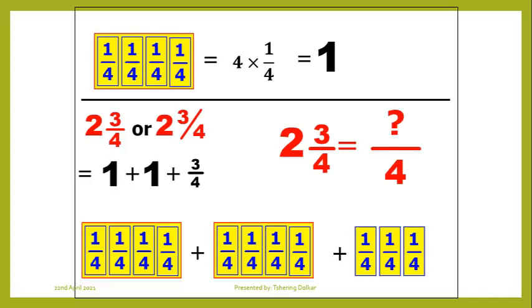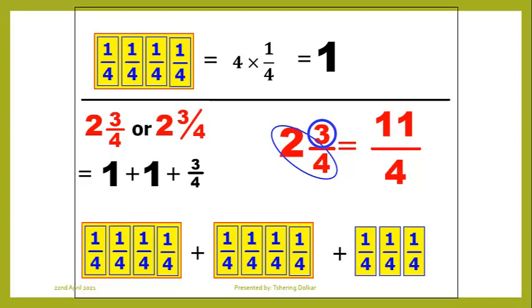Now our aim is to change this mixed number into an improper fraction. So now let's see. We have another style that we have already done, that is multiply the denominator and the whole. So that means 2 4s are 8 and 8 plus 3 will give us 11. So there we go, we got 11.